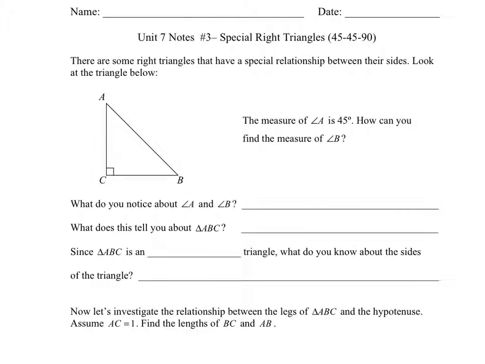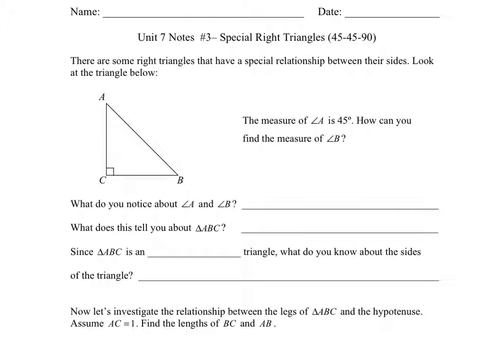Hi everyone, in today's lesson from Unit 7, Notes number 3, we'll be taking a look at the special right triangles. Well, there are actually two different special right triangles. In today's lesson, we'll take a look at what's called the 45-45-90 or 45-45 right triangle.